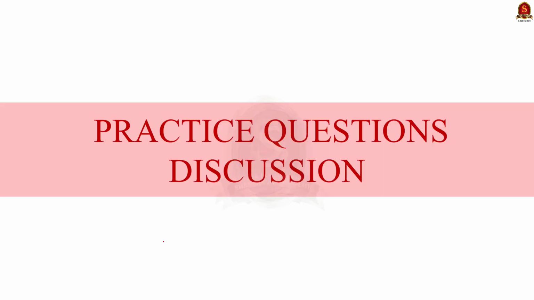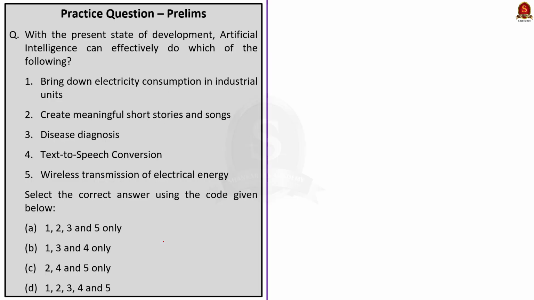So with this, let us move on to the prelims practice question discussion. Look at this previous year question. With the present state of development, artificial intelligence can effectively do which of the following? Here the keyword is effectively do. So we don't have to consider things which are in the beginning stage.